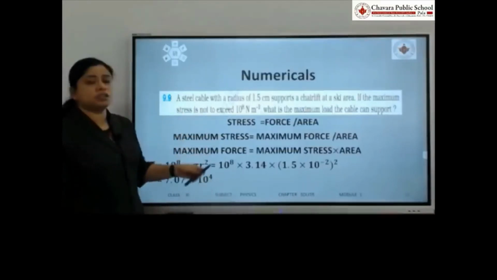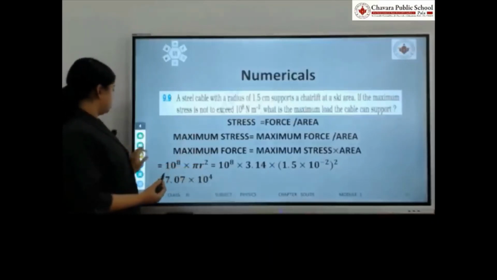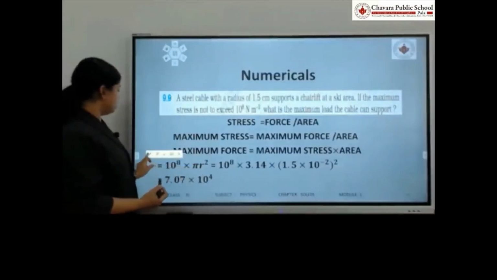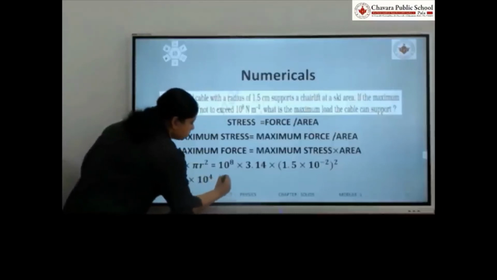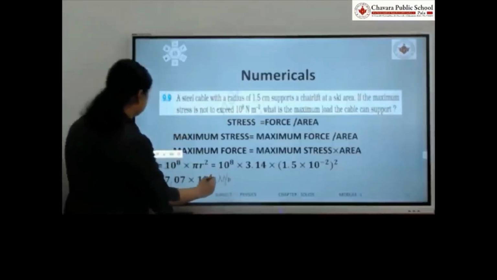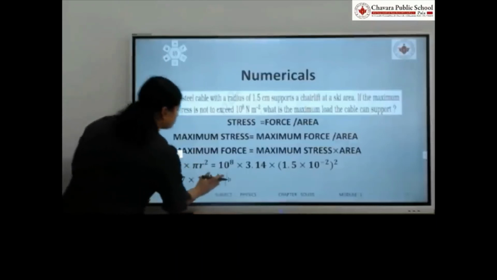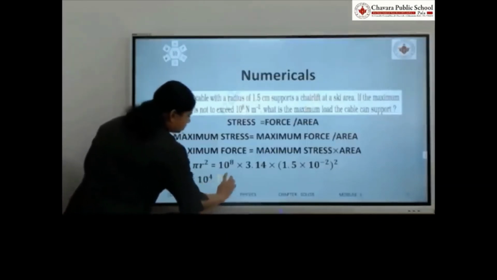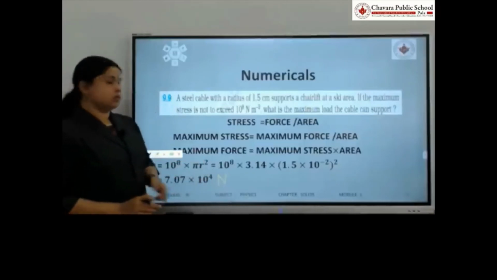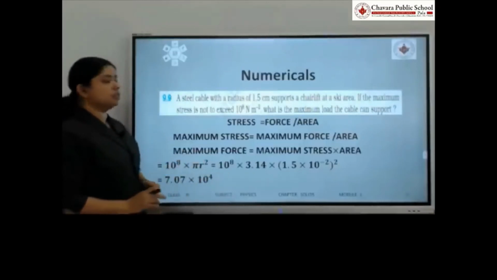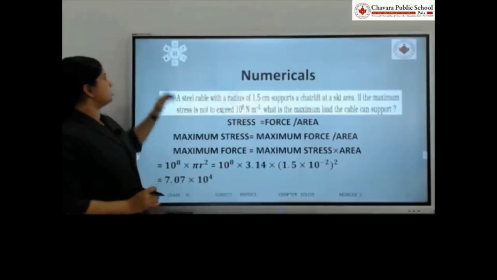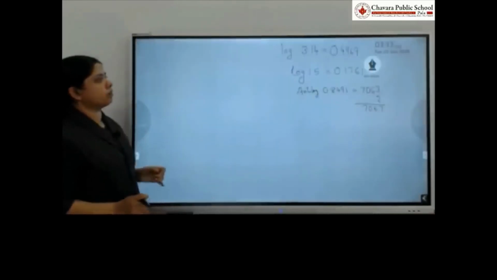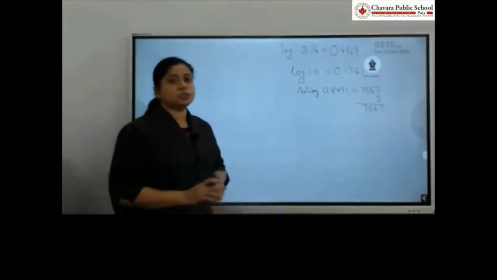What is the unit? Unit of stress is Newton per meter square. Sorry, you have to find out the force. The maximum force is in Newton. The unit is Newton. So, you can find the result using logarithm.